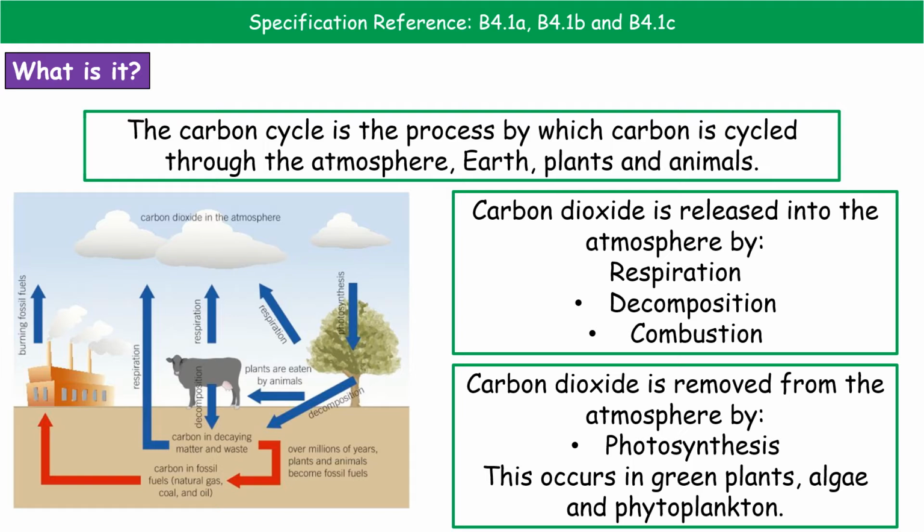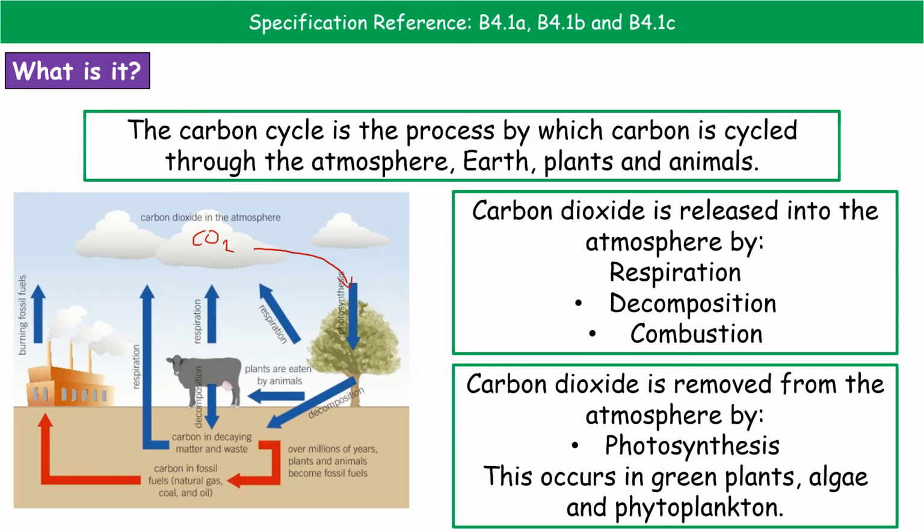Third cycle, the carbon cycle. This one I think is easier. We need to remember that there is a grand total of one process that is going to remove carbon dioxide from the atmosphere. So if we've got our carbon dioxide in the atmosphere here, there is only a single process that takes it out, and that is photosynthesis.